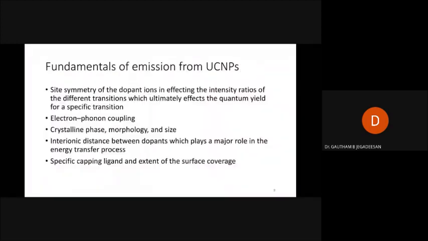And what is the fundamental of emission from the upconversion? See, what decides the emission from the upconversion? There are various factors. One is the site symmetry that will decide the quantum efficiency of the upconverting nanoparticle. It means there will be a host made up of fluoride or oxyfluoride based material. Now, you'll be introducing the dopant there. Now, where exactly is the dopant going to occupy in the host? Which cation is going to be replaced by the dopant? It is very, very important. That will decide the efficiency of the upconverting nanoparticle first.